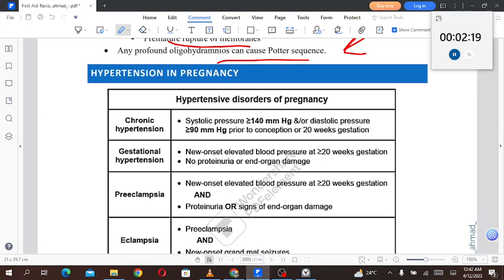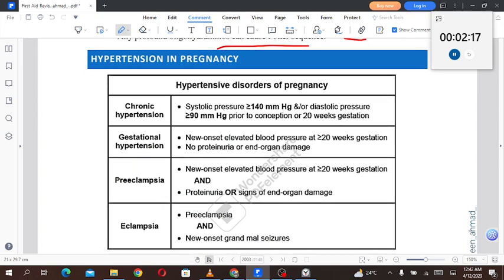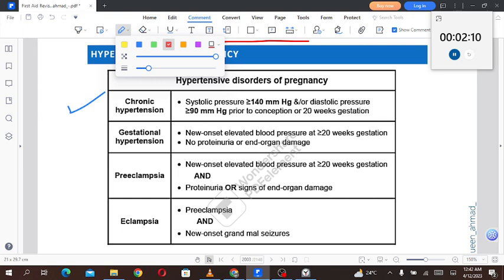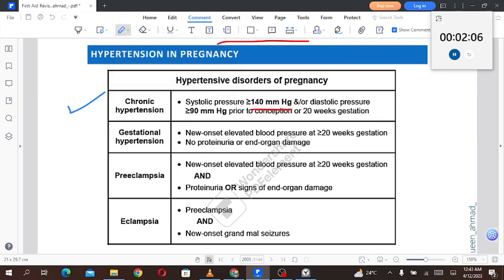Then we have hypertension in pregnancy. What are the causative factors of hypertension in pregnancy? They can either be chronic hypertension. So the mother was otherwise hypertensive, not due to pregnancy; she was already hypertensive. Systolic blood pressure of more than 140 millimeters of mercury, or diastolic blood pressure of more than 90 millimeters of mercury, prior to conception or prior to 20 weeks of gestation. If she has this condition, it is called chronic hypertension.